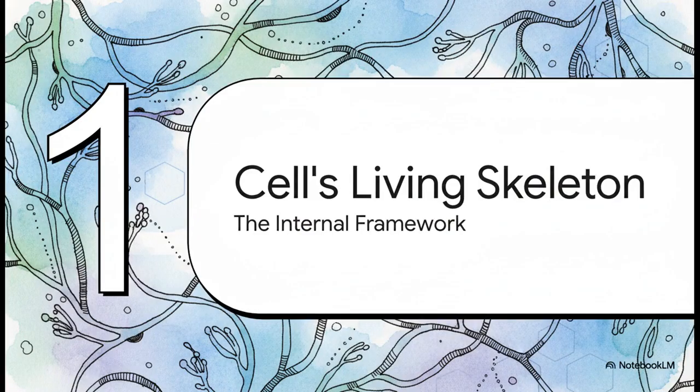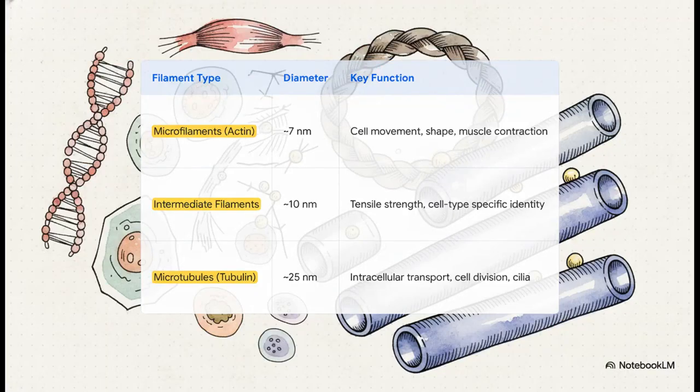All right, first up, the cell's living skeleton. Now, this is not some static, bony structure. It's a super dynamic network of protein filaments we call the cytoskeleton. And it gives the cell its shape, its strength, and its ability to move around. And this table here gives us a fantastic look at the three main players on this team.